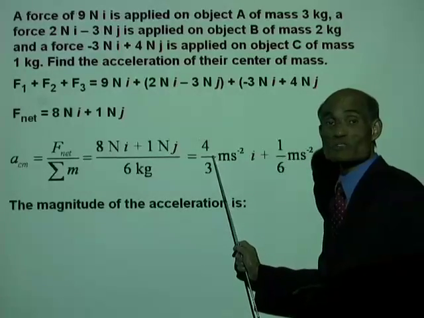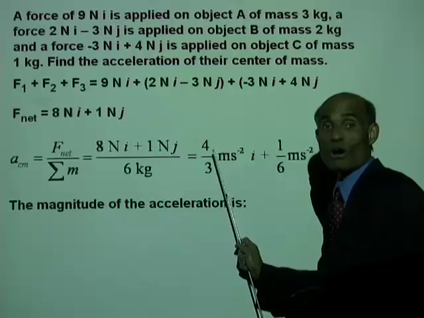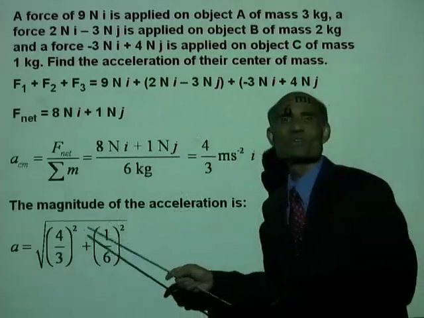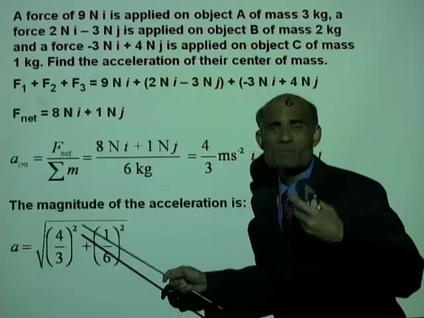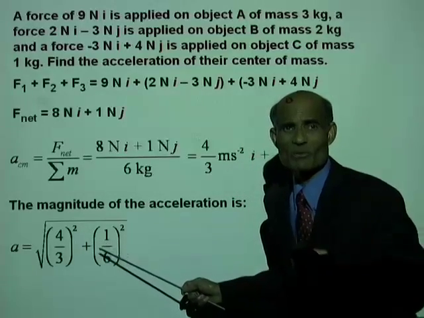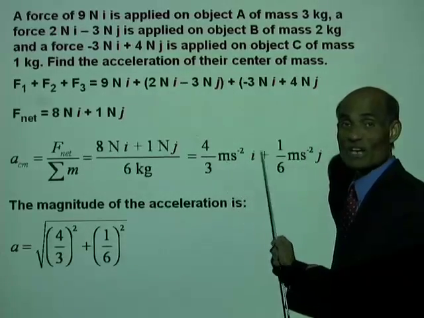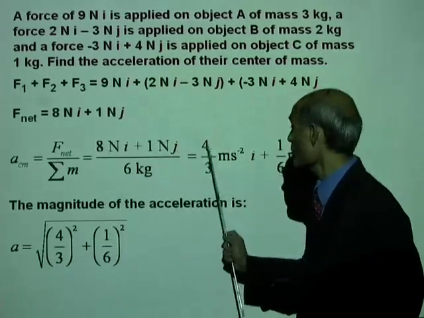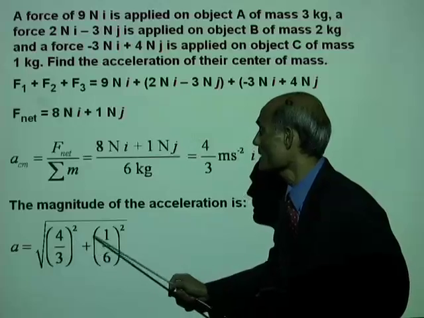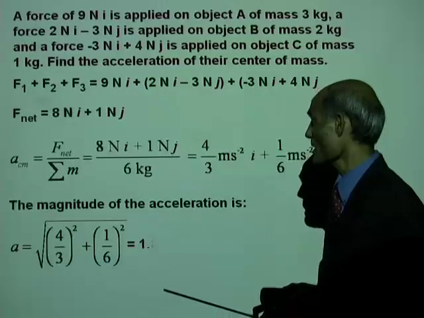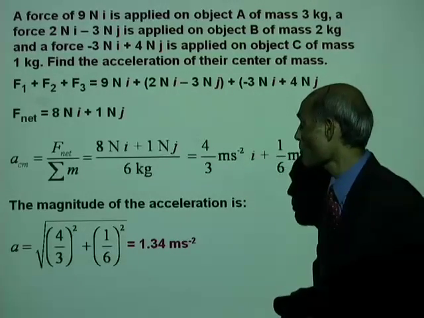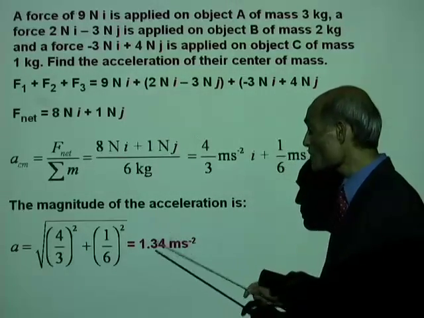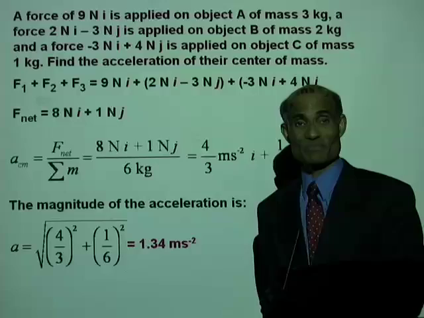The magnitude of the acceleration is square root of x squared plus y squared. See, we do this so often, it becomes part of your vocabulary now. Is that right? If this is the acceleration vector, the magnitude of that will be square root of (4/3) squared plus (1/6) squared, and that is 1.34 meter per second squared is the magnitude of that acceleration.